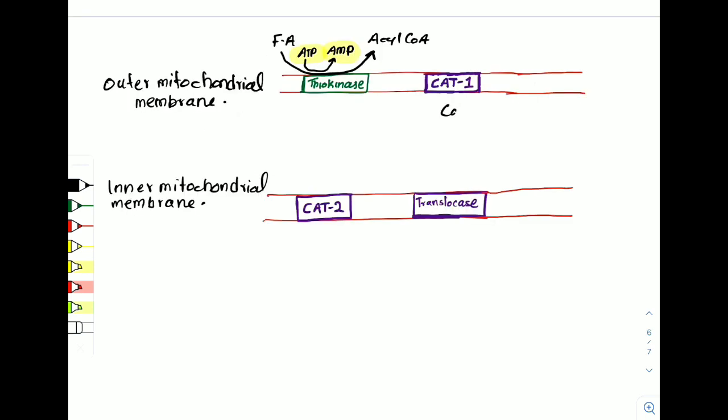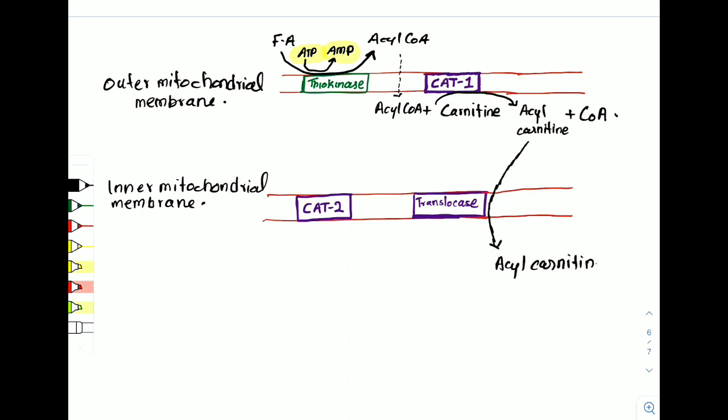Now further elaborating on the diagram that we have drawn earlier, we can see that the activated fatty acid or acyl-CoA can freely pass through the outer mitochondrial membrane and react with the carnitine residues present in the intermembrane space. So acyl-CoA reacts with carnitine in the presence of CAT1 enzyme in the intermembrane space to form acyl-carnitine and CoA. This acyl-carnitine then passes through the inner mitochondrial membrane into the mitochondria with the help of translocase enzyme.